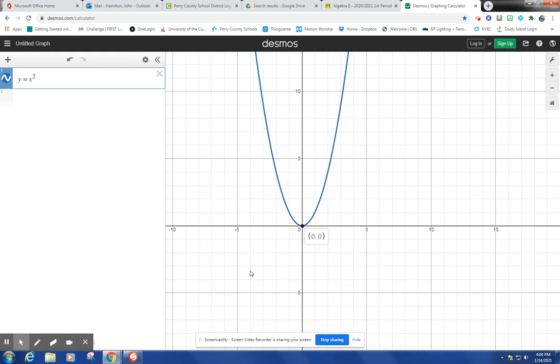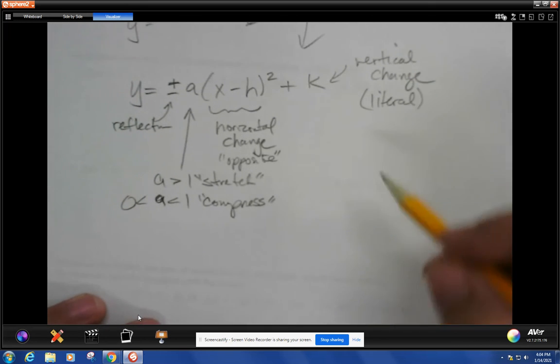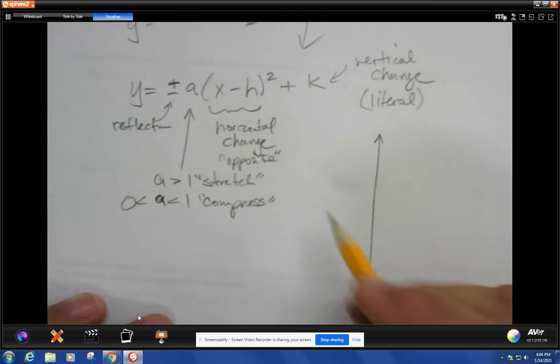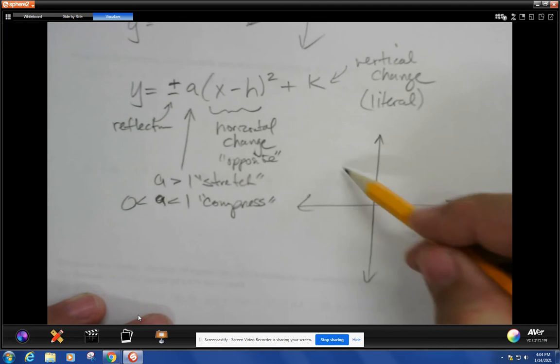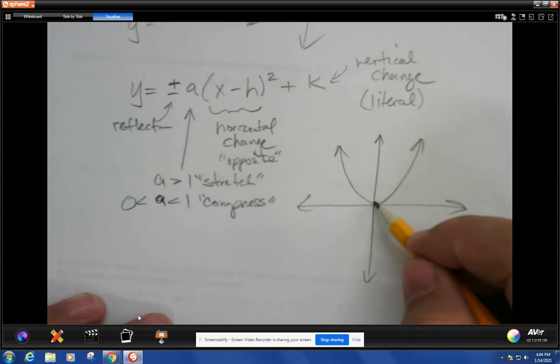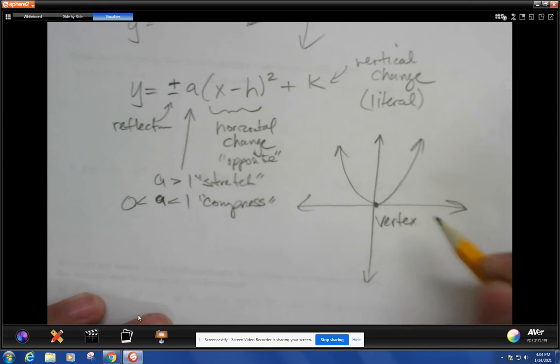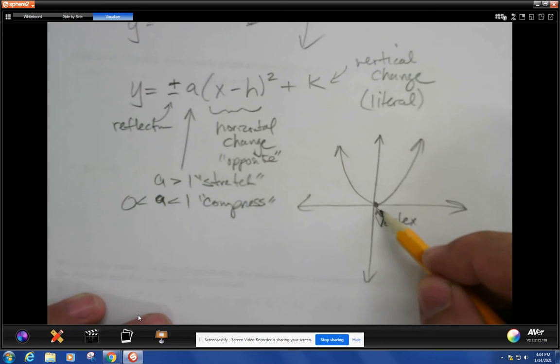And the name of that point is actually a vertex, okay? So when we're talking about this, let's go ahead and make us another little sketch here. The point where it starts to turn back uphill, this point right here is called a vertex, okay? That is called a vertex.